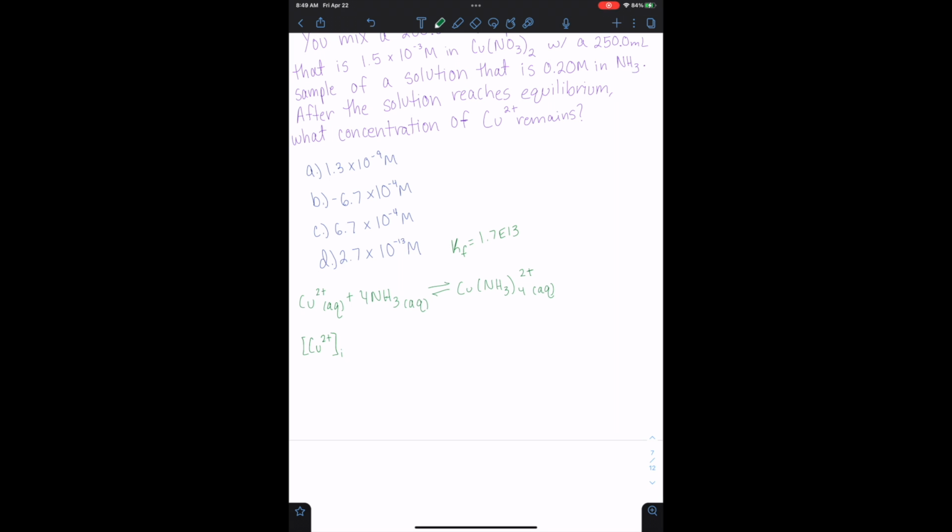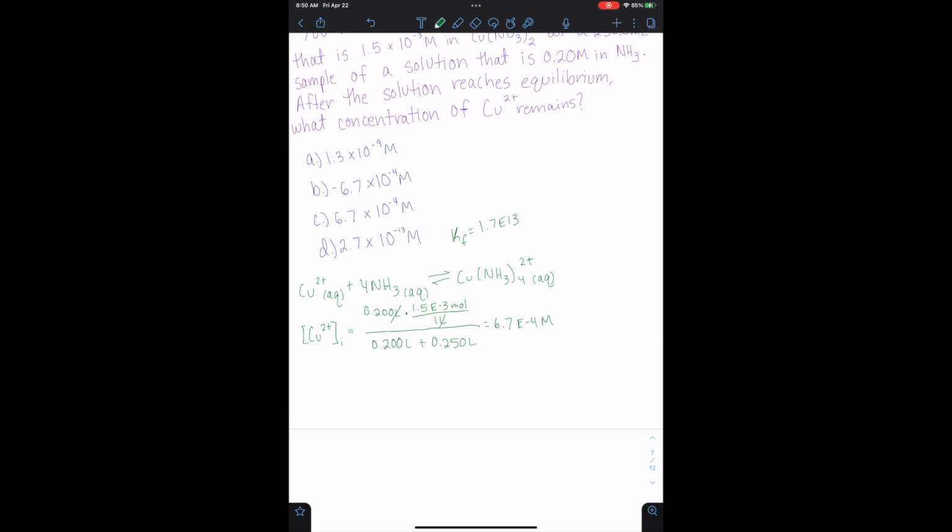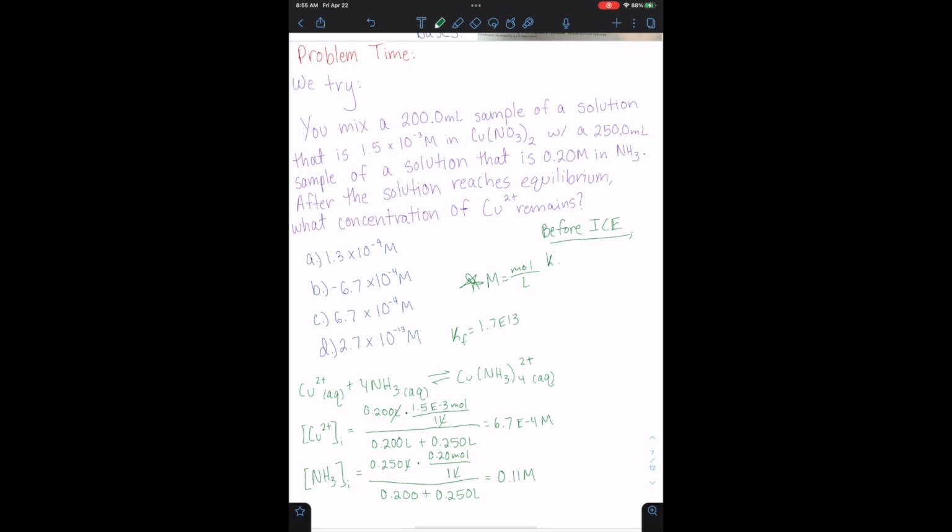I looked up the Kf value in the table, and now I'm solving for the initial concentrations of copper and ammonia next. After I find the initial concentrations, I just want to put in a reminder that molarity is moles over liters, and that before writing out your ICE table, you should always write out the equilibrium equation. And in this case, that is the concentration of tetraammine copper 2 ion over the concentration of the copper 2 ion times the concentration of ammonia to the fourth.